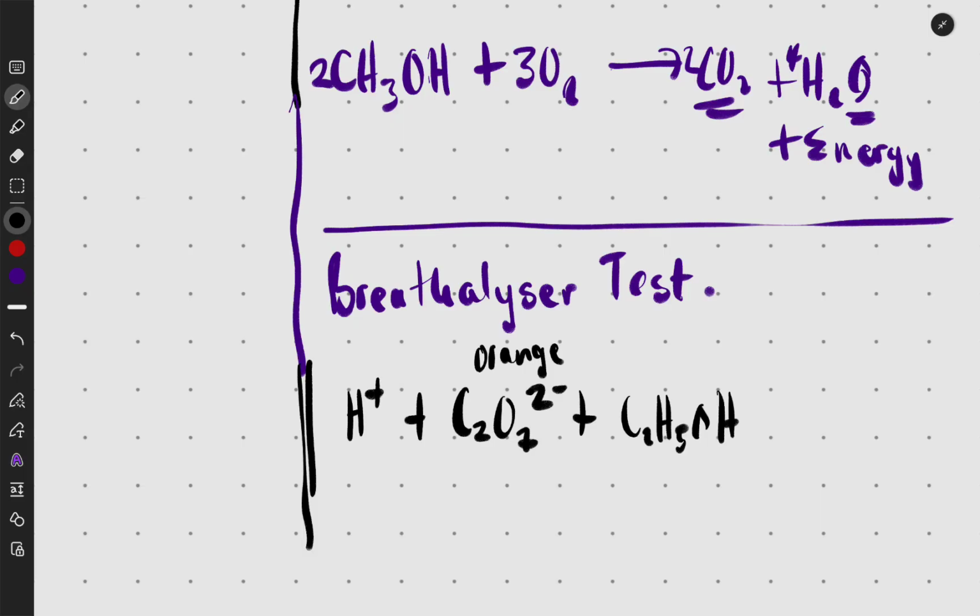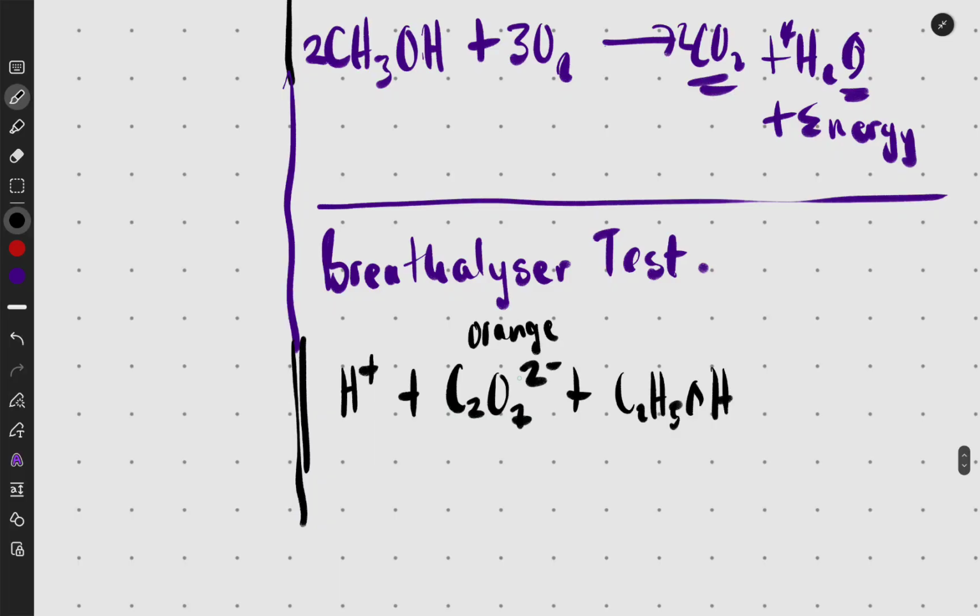So we can use it for a breathalyzer test, which just checks if you're drunk or not. We know that if you come with this ion, which is orange, and it meets alcohol, it will change to green. It changed to chromium 3 plus, which is green. Here we had it as orange. Now it will change to chromium 3 plus.